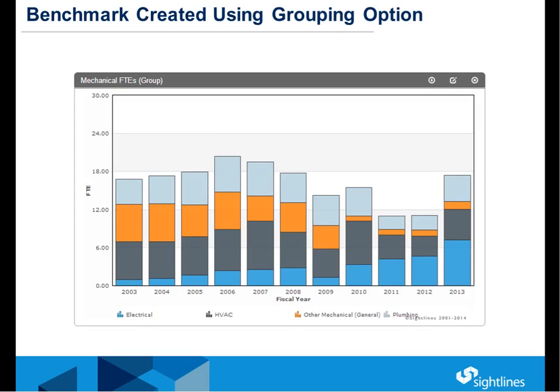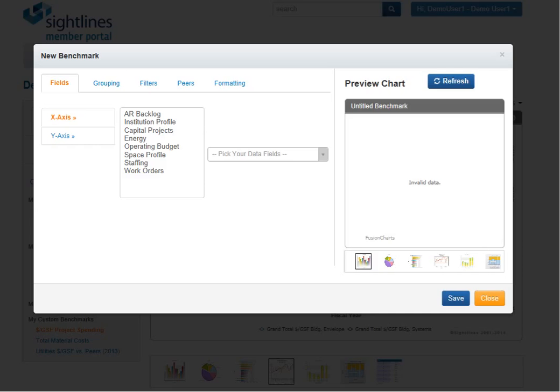Alternatively, this benchmark is showing the same information, total mechanical FTE, except it was created with the grouping tab. Notice that the columns are segmented to distinguish between the different functions within the mechanical trades FTEs. Now let's create both of these benchmarks to better illustrate the grouping and filter tabs.